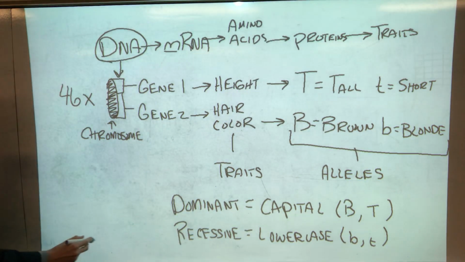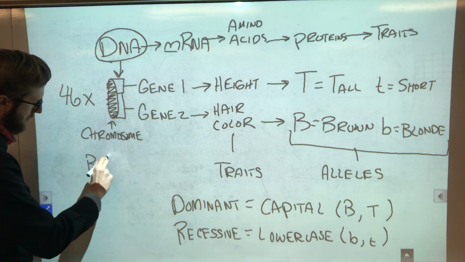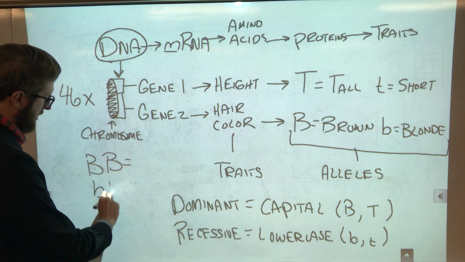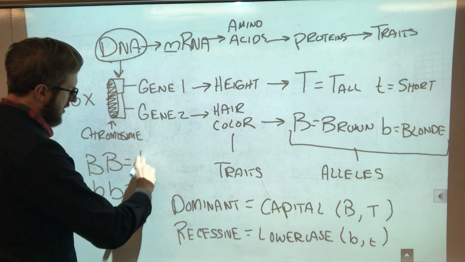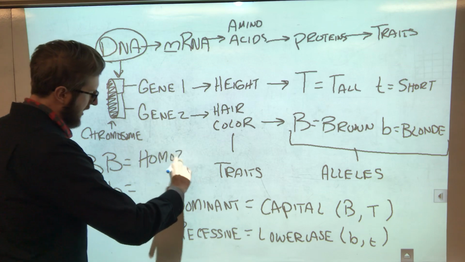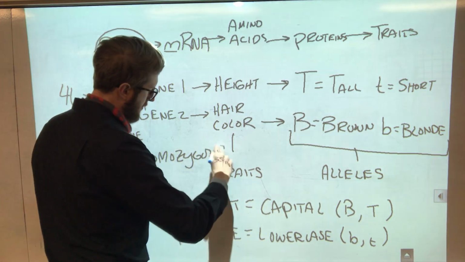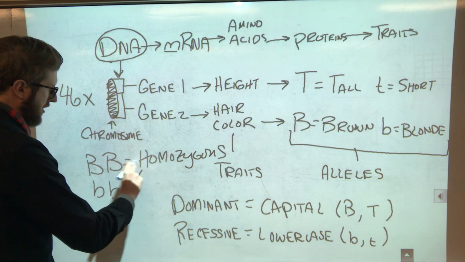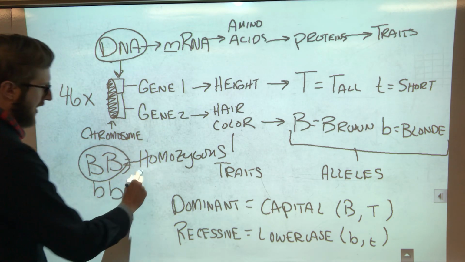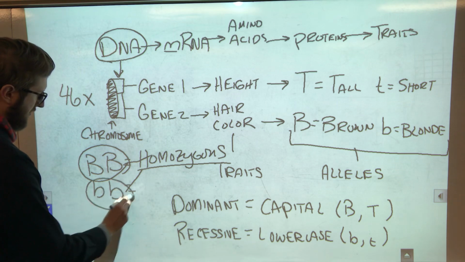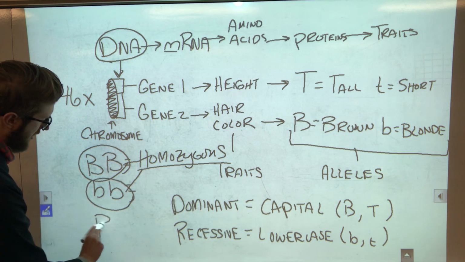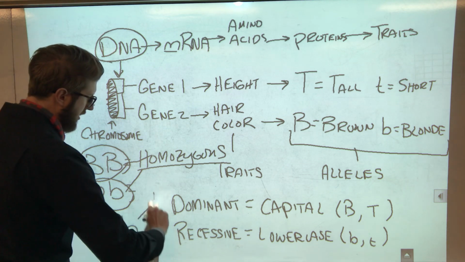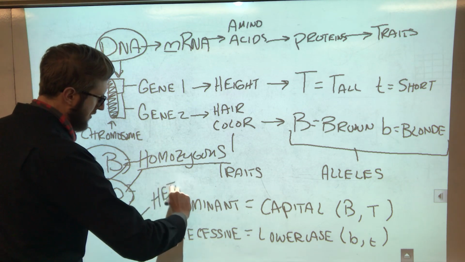So when you have big B or little b, this is what's called homozygous. So you have homozygous dominant and homozygous recessive. Or let's say you get a big B from dad and a little b from mom, and you would be what we call heterozygous.